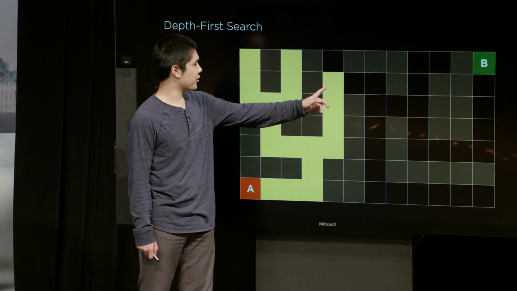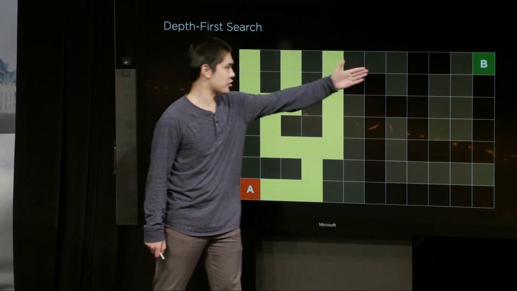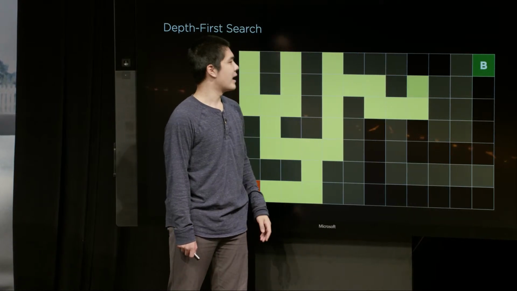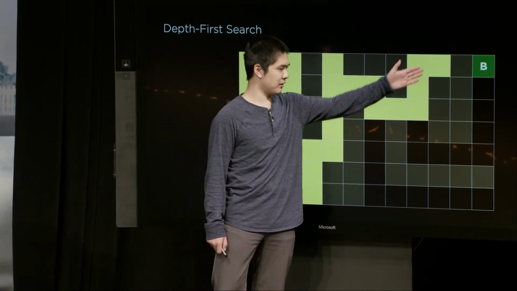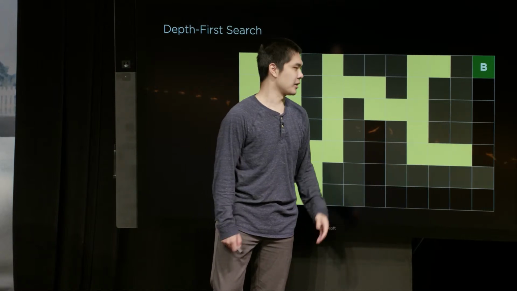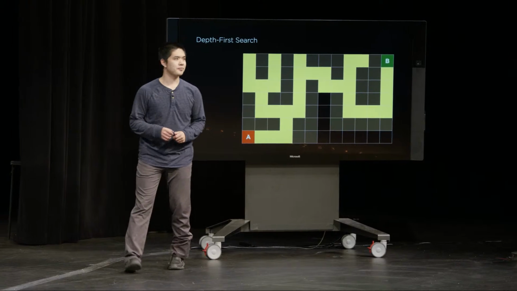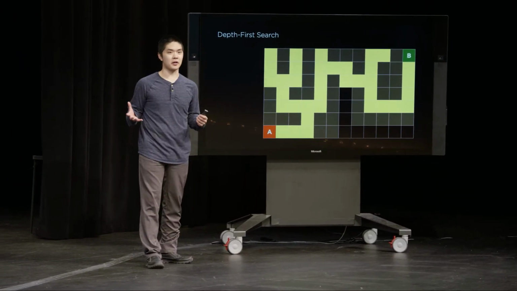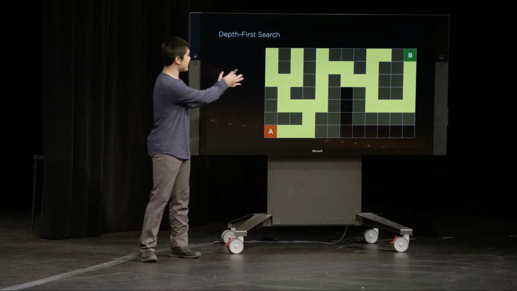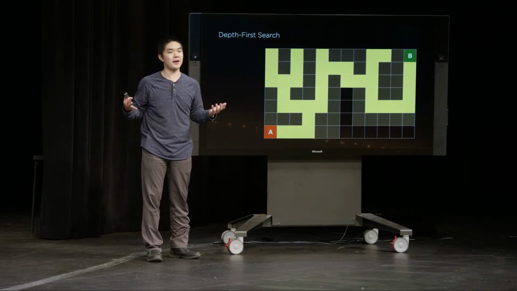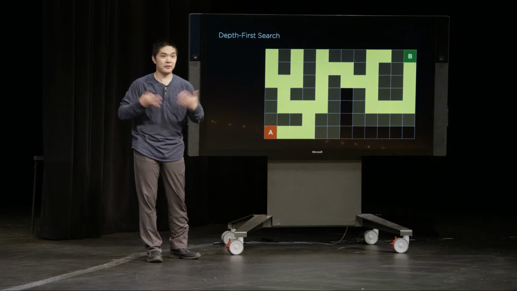So we'll try this path. Maybe we'll try going up, but hit a dead end. So we'll try going to the right. Here again, we hit a decision. We're going to make some choice. And again, we're just going to repeatedly hit dead ends and try new paths until eventually we make our way to the destination. And so that is depth-first search. And as long as there are a finite number of squares, this algorithm is eventually going to find a path to the destination if such a path exists.